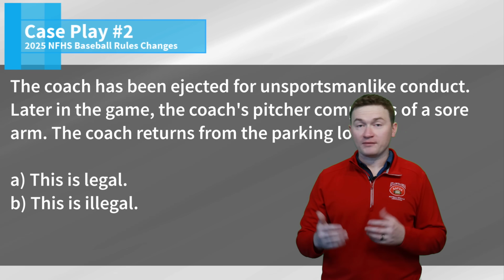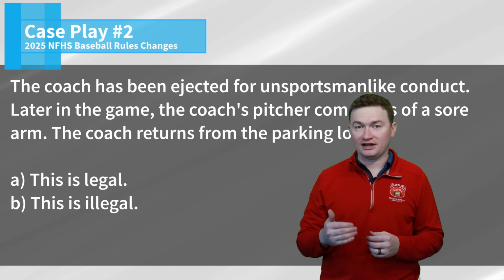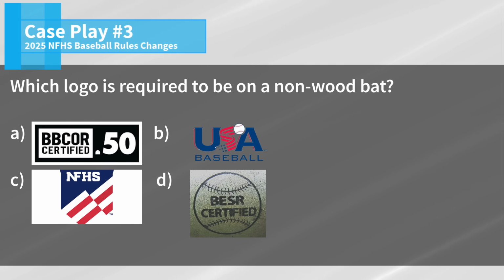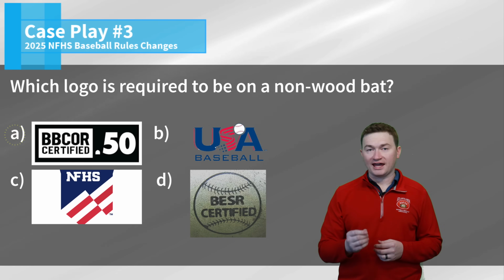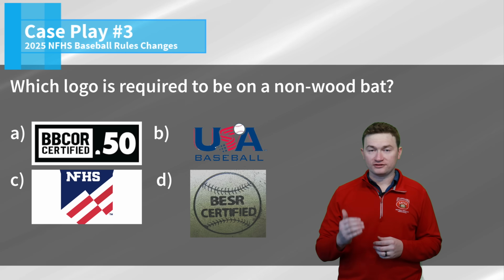You as the umpire have to approve or make the request for him to come back to the field to check on an injured player. Case play number 3. Which logo is required to be on a non-wood bat? The correct answer here is A. A non-wood bat is only legal if it has the BB Core stamp on it.